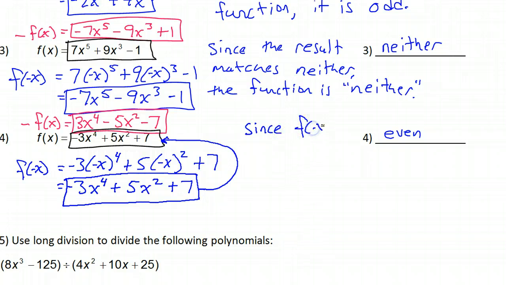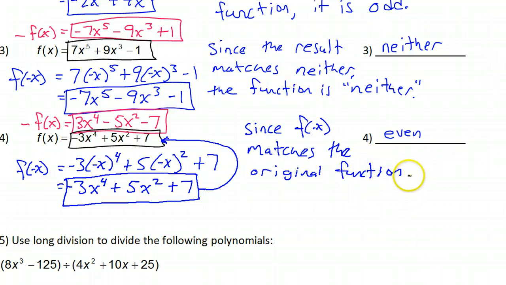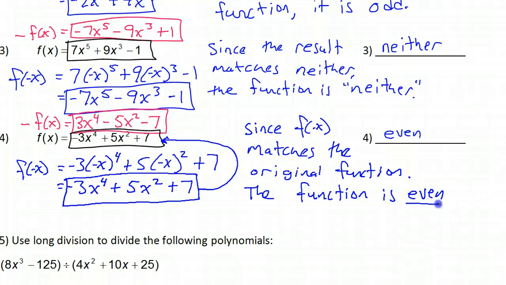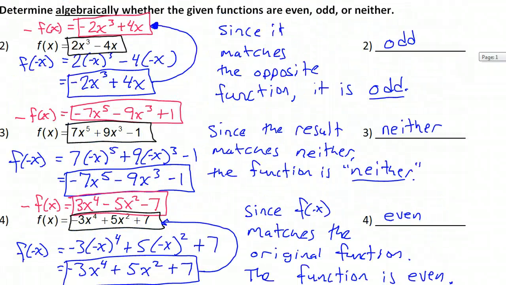Since f of negative x matches the original function, the function is even. Alright, that is how you do that.